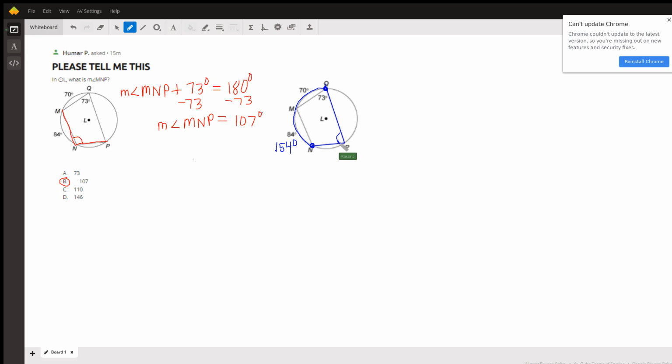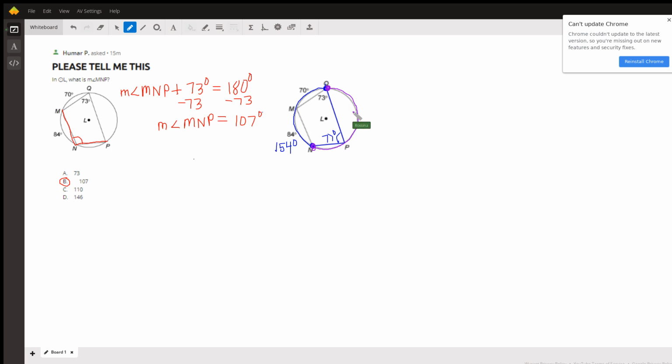So when you have an inscribed angle and its intercepted arc, there's a fun little shortcut here. This measure is always going to be half its intercepted arc. So 154 divided by 2 is 77 degrees. Okay? Then we're going to take a look at another arc on the other part of the circle. So we'll use the same endpoints N and Q. So arc NPQ or QPN, can go either way.